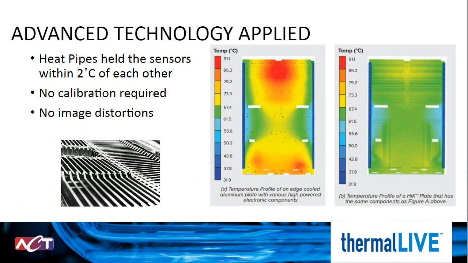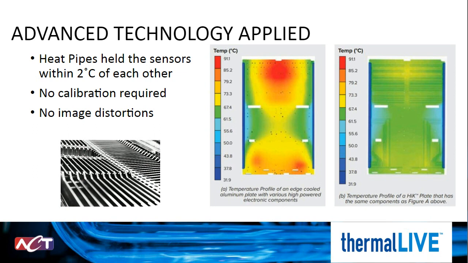For the medical application, the heat pipes were embedded directly into the plate the sensors were mounted to. This plate then had a liquid-cooled interface at the edge. This cooling strategy led to a delta of 2 degrees Celsius across the sensors, which produced images with zero distortion.